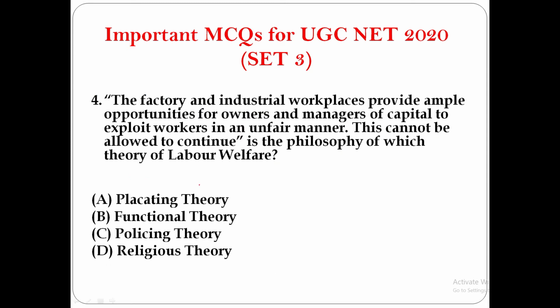Going to the next. The factory and industrial workplace provide ample opportunities for owners and managers of capital to exploit workers in an unfair manner. So it basically says that factories give an opportunity to owners and managers to exploit. So which theory said this? The theory is policing theory. So there should be some policy in order to stop all this exploitation.